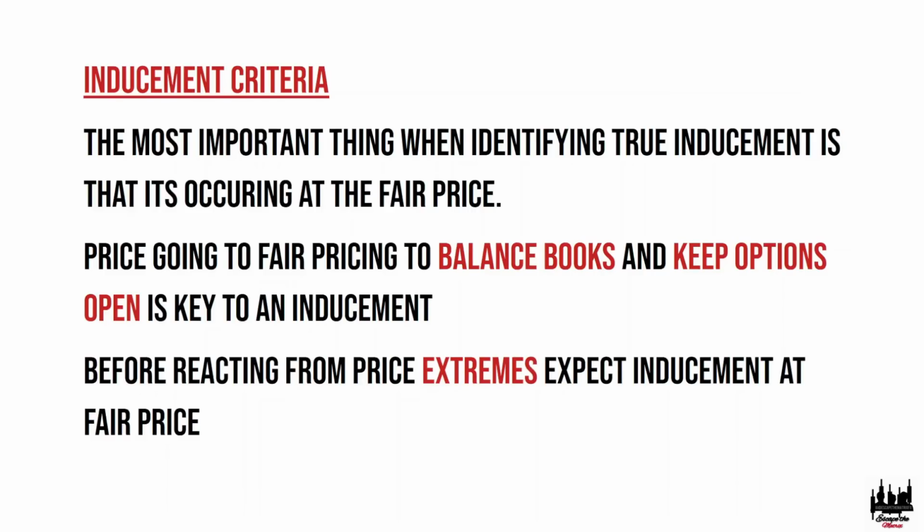So what are the price extremes? Obviously premium and discount. And why would they keep options open? What I mean is, if price is at fair price, which would be the 50% mark, price can go either way. So there will be no losses taken as far as institutions go. It's a cheaper way to move the market when price is at fair price. Let me explain.